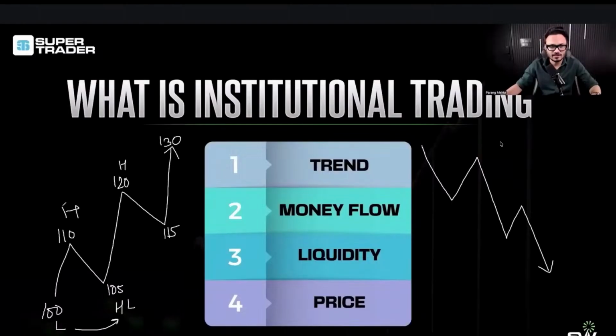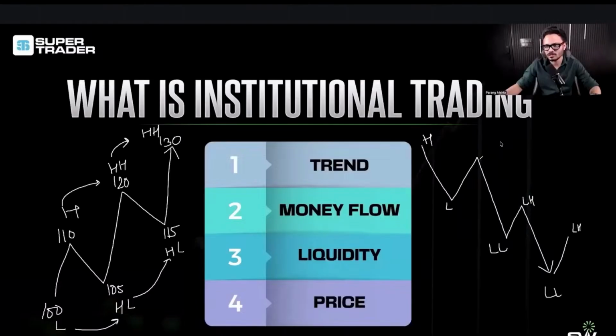Then it created another high, but this high was higher than the previous high. So we will name this a higher high. And then it created another low at 115, and this low was again higher than the previous low. And then it made another high, which is 130, which was higher than the previous high. So whenever a stock is making a higher high, higher low structure, we call it an uptrend. And similarly, if a stock creates a lower low, lower high structure, we call it a downtrending structure, right? Now this trend, whether it's an uptrend or a downtrend, is created by an institution.